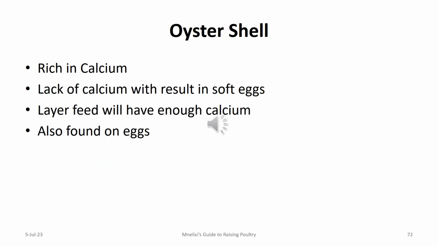Oyster shell. The oyster shell is rich in calcium. A lack of calcium will result in soft eggs. Check your layer feed. It will have enough calcium for your chickens. Calcium can also be found in eggs. If you don't have a layer feed or oyster shell, you can boil the eggs and give them to your layers.